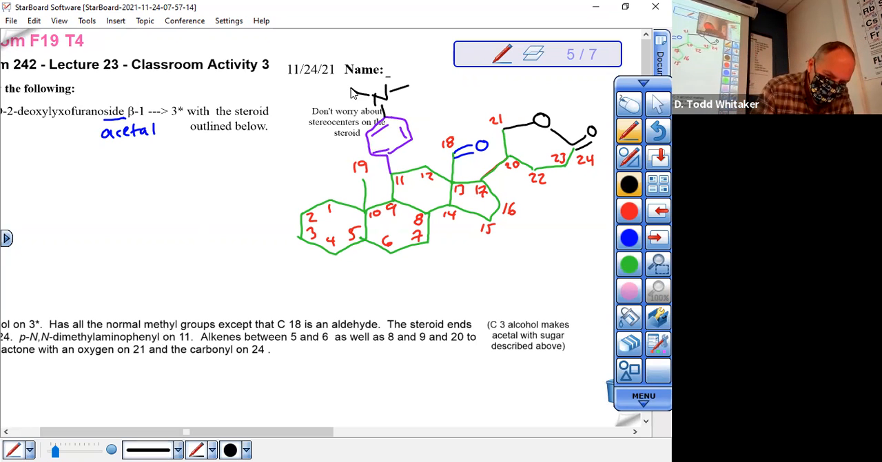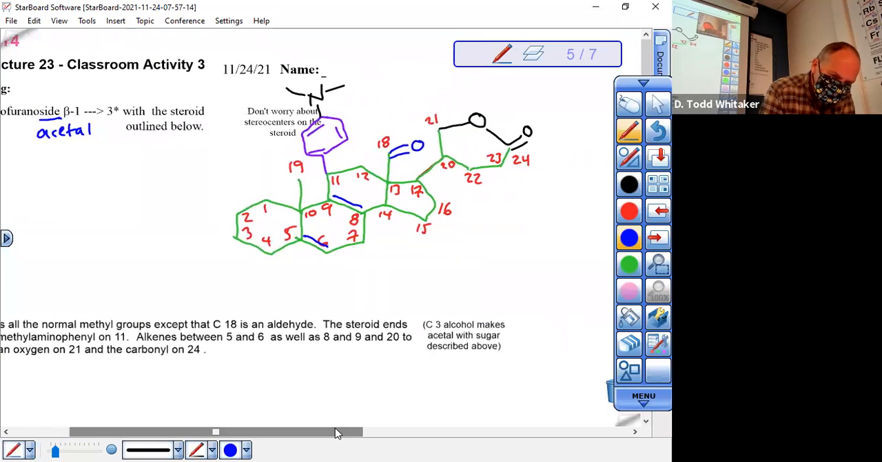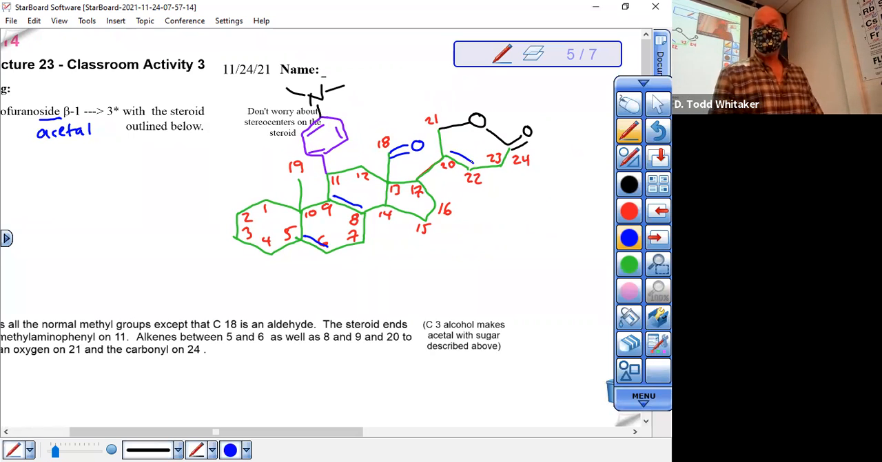Alkenes between C5 and C6. And 8 and 9. We saw that twice in one day. And 22. Oh, look at that. I think that's everything. So that's it. Hey, you drew a steroid. And I don't just invent these things. I pretty much look around in the literature for them. I think I took this from the literature and added this group just to see if you can remember how to draw aromatic groups.